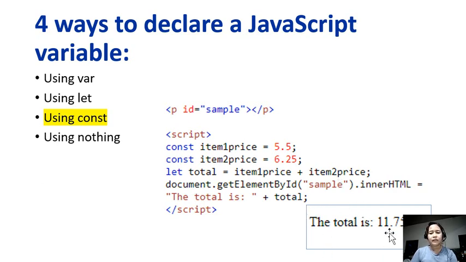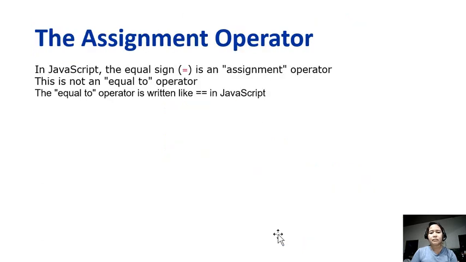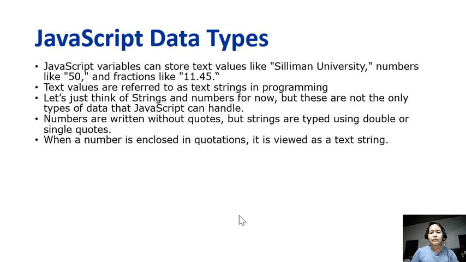So I'm sorry, the total is 11.75. Now, just like any programming language, you have the equal sign as your assignment operator. I think you already know how to use this. The left side should be the variable where you want the value at the right side to be stored.